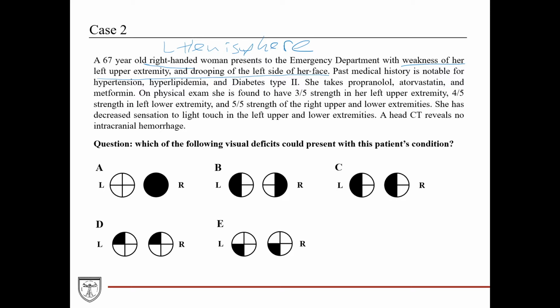It's an elderly woman. And this is a nice case because it's going to tie together everything we've talked about so far. Past medical history is notable for hypertension, hyperlipidemia, and type 2 diabetes. So definitely risk factors for stroke as well. She takes propranolol, which is likely for her hypertension, atorvastatin, which would be for lowering her cholesterol, her hyperlipidemia, and then metformin for her diabetes.